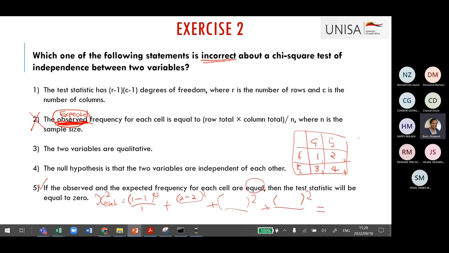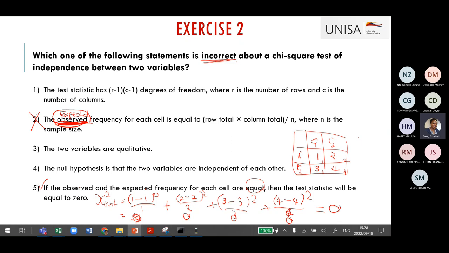2 minus 2, because they say they are equal to each other, right? The expected and the observed are equal to one another. And 3 minus 3 divided by 3. And 4 minus 4 divided by 1. 1 minus 1 is 0, and 0 divided by any number is the same as 0. 2 minus 2 is 0. It will stay as 0. 3 minus 3 is 0. The same, 0, 0, right? And the answer here will be equal to 0.